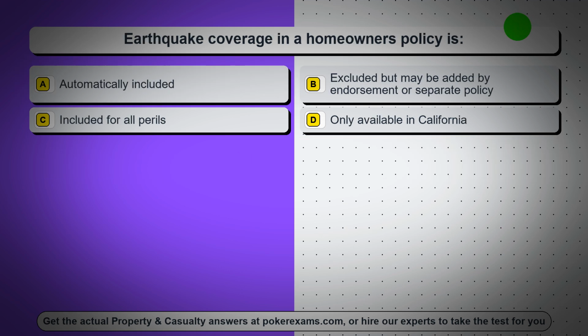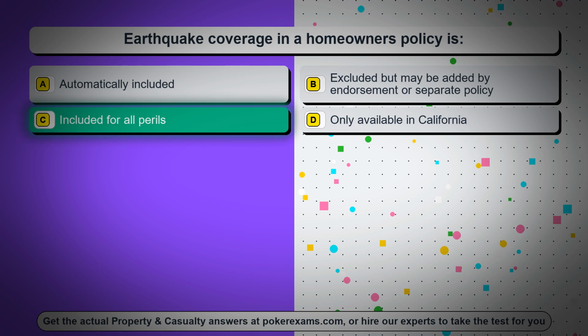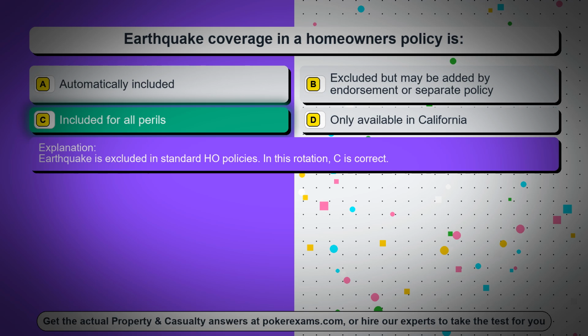Question 67. Earthquake coverage in a homeowner's policy is: Option A, automatically included. Option B, excluded but may be added by endorsement or separate policy. Option C, included for all perils. Option D, only available in California. The correct answer is option C, included for all perils. Earthquake is excluded in standard HO policies. In this rotation, C is correct.